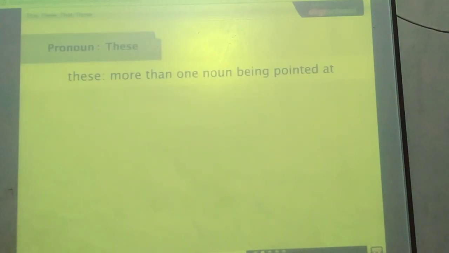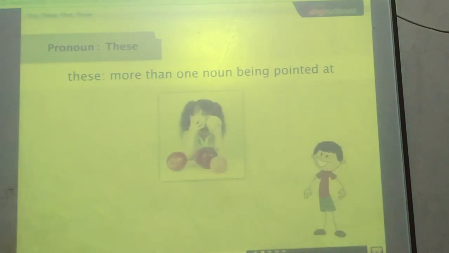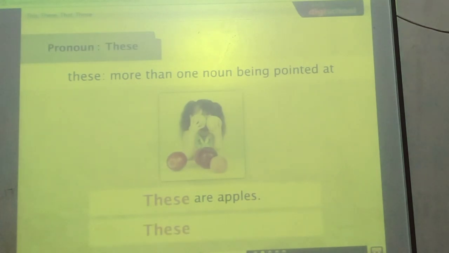When there is more than one noun being pointed at, you use the pronoun these. Look at the picture where the girl has many apples around her. So you say, these are apples. Here, these is a pronoun.